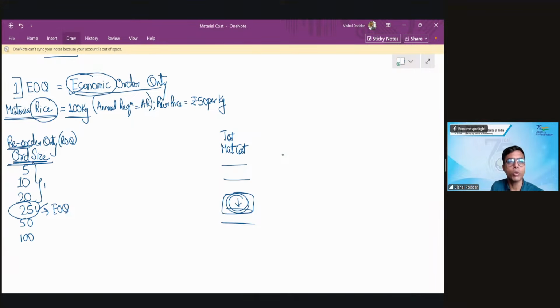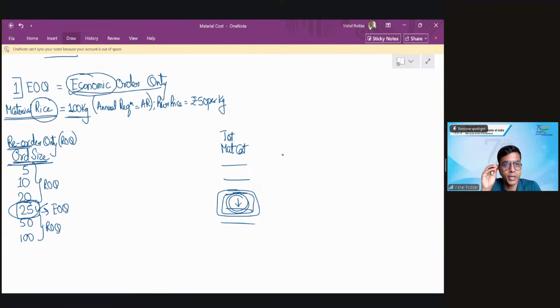The remaining are ROQ only. See, all quantities are ROQ. ROQ means the reorder quantity, that is a quantity for which you will place an order every time in the market. So you have 1 to 100 options. But out of these 1 to 100 options, one of the order sizes is such that the total cost you are getting is lowest. That order size is your EOQ.